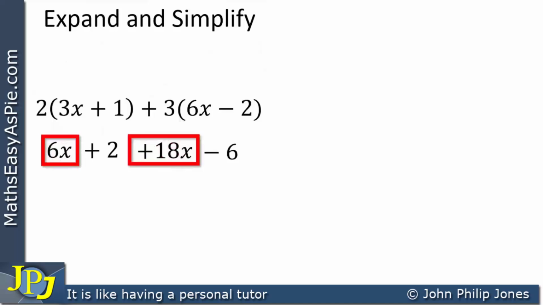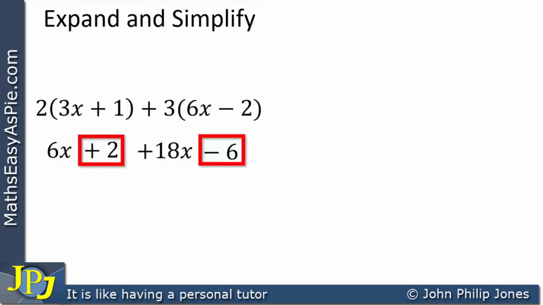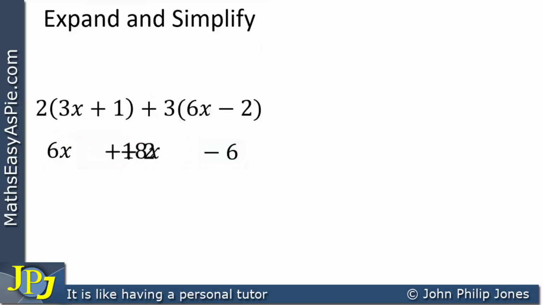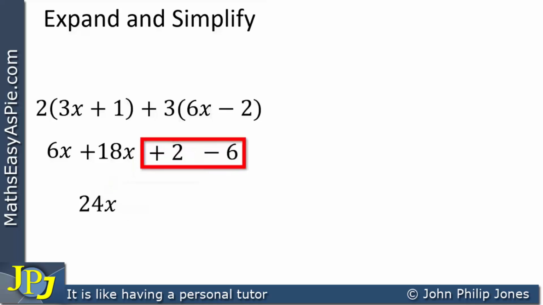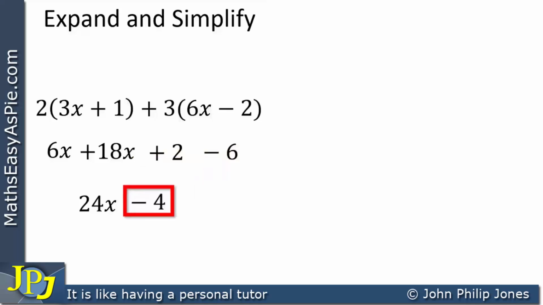These are like terms and these are like terms. We now group the like terms together and we can see that these two are then added to each other because they're like, and that will give us 24x. These are like terms and 2 minus 6, well, that is -4 and that is placed here.